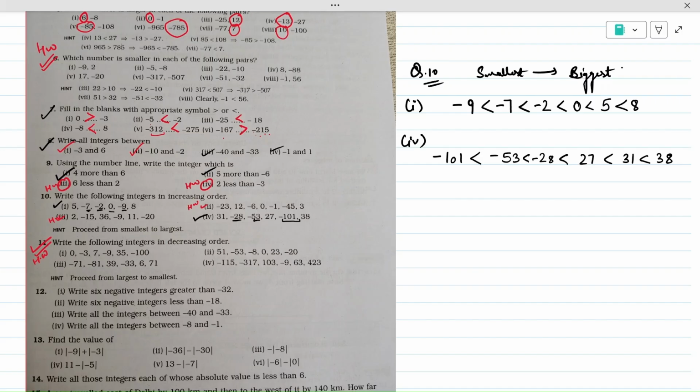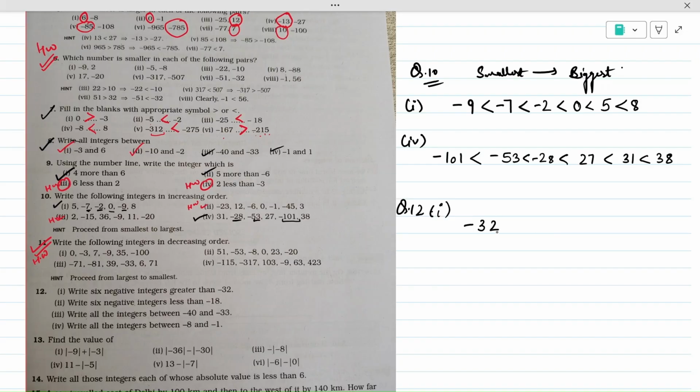Next, let's move to question number 12, part A. Sorry, I have written it as A, it should be first. Write 6 negative integers greater than -32. So kids, we are given the number -32 and we have to write 6 numbers which are negative integers, and they are greater than -32.